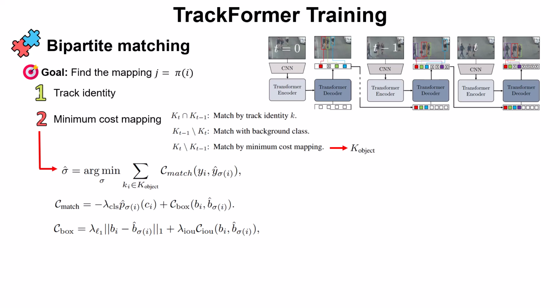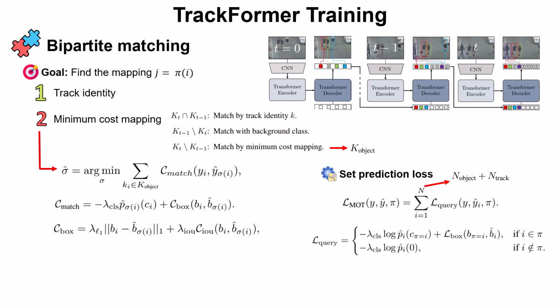So this is bipartite matching. After having that, the next thing is applying the loss function, which is the set prediction loss. And this set prediction loss has this formula, which they call MOT loss or multi-object tracking loss, that receives Y as the ground truth, Y hat as the prediction, and this pi as the mapping from the index i of the ground truth to the index j of the prediction. And they're applying this sigma where n is actually the number of new objects plus the number of tracking objects. And they're applying this L_query, which is this.